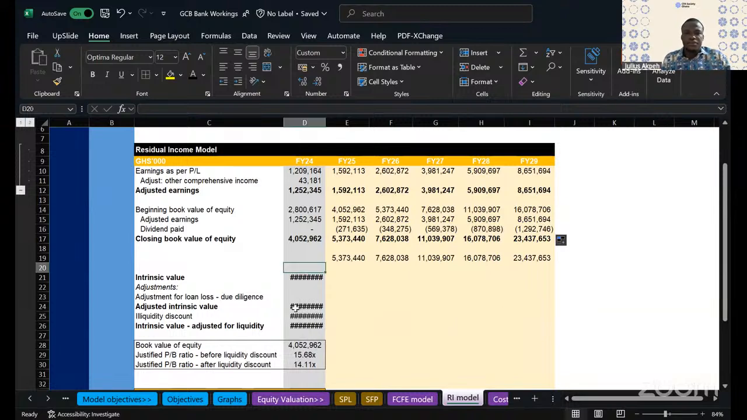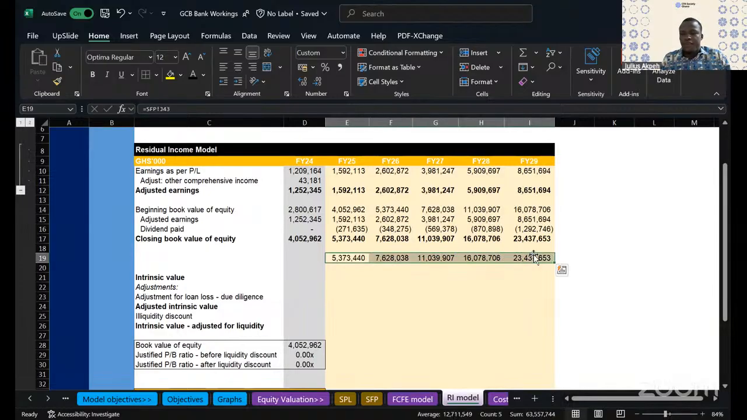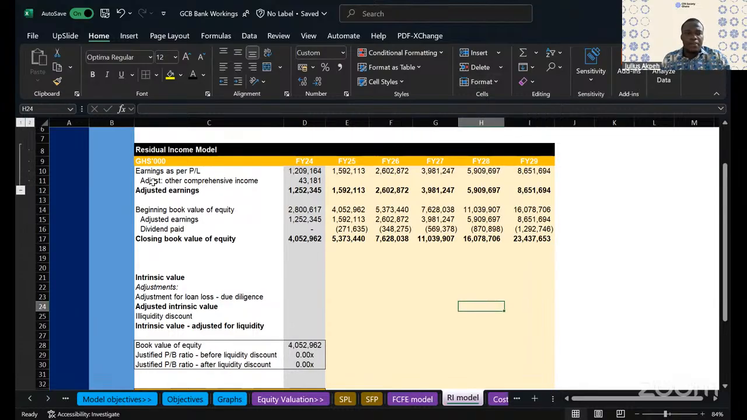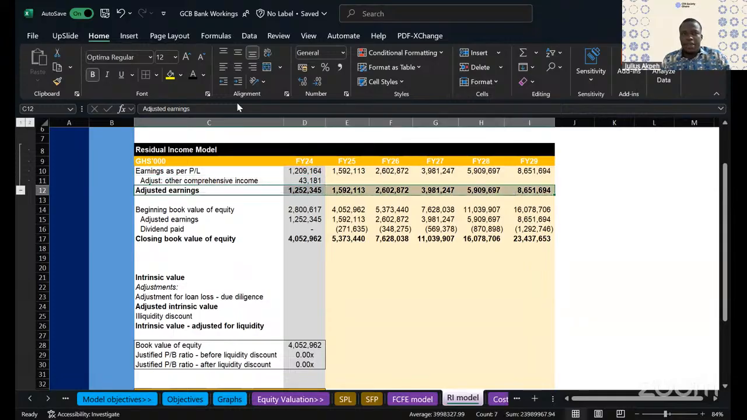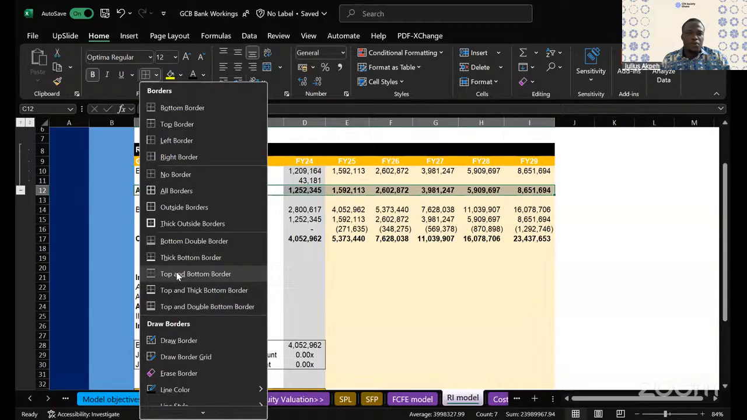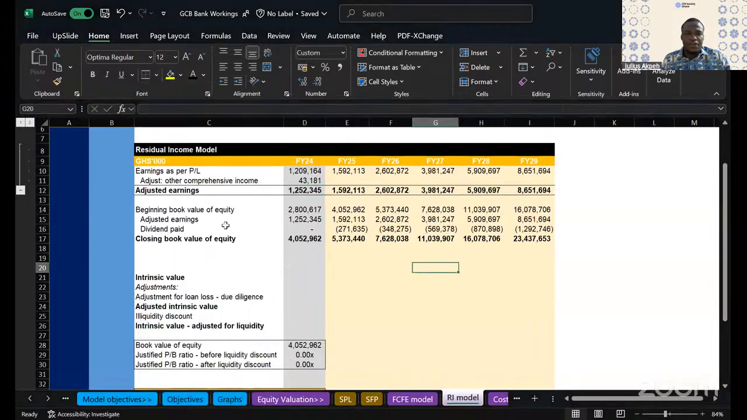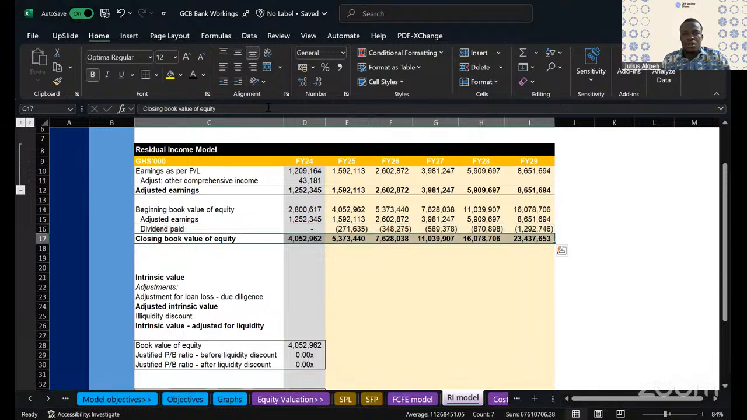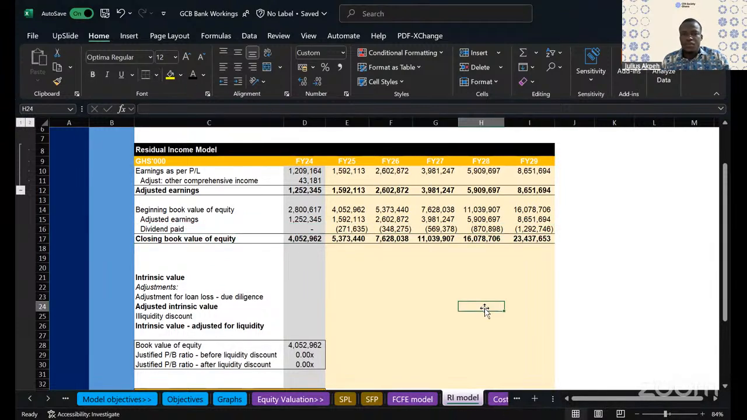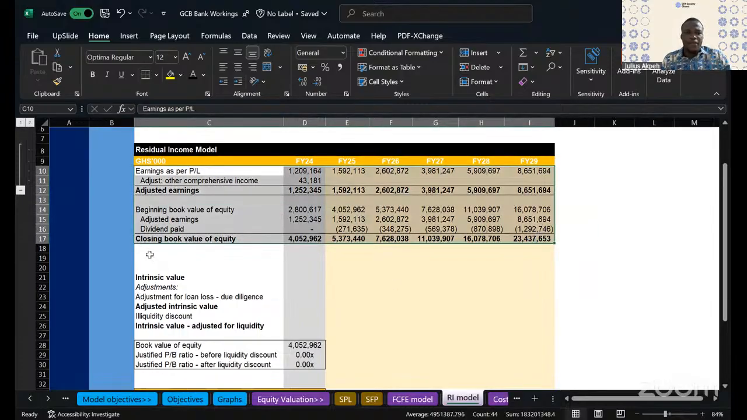Now let's proceed. So now we have our closing book value of equity. Closing book value of equity all done. And we have our statement this way. If you're like me, I want to always put some borders around some of these things. And then the book value, also I'll put those top and bottom borders here. All right, so I have this. I can calculate my return on equity.